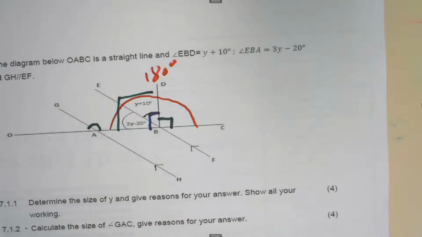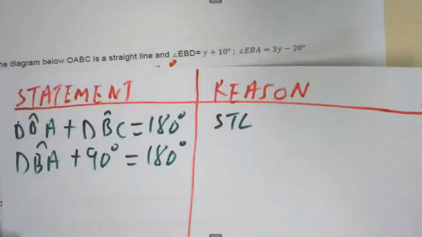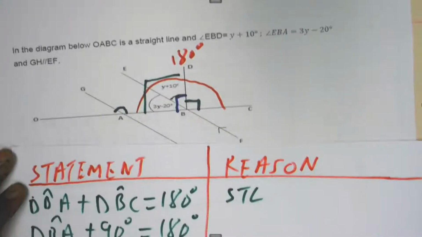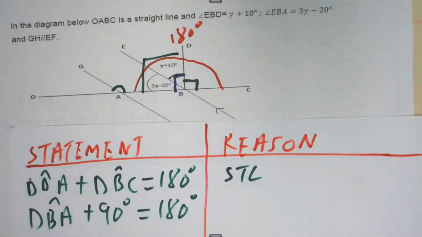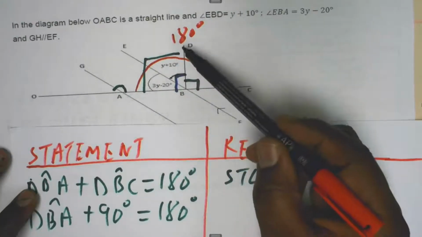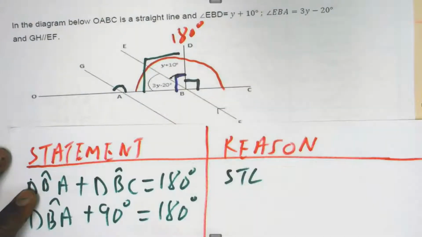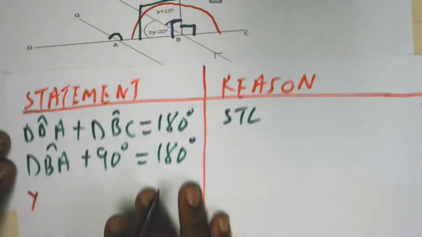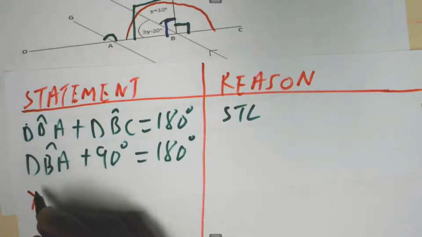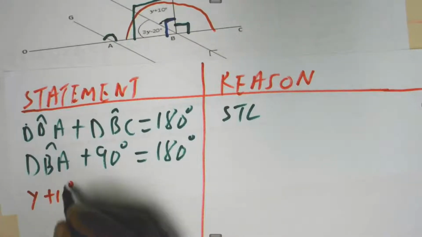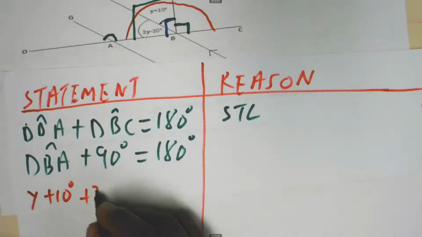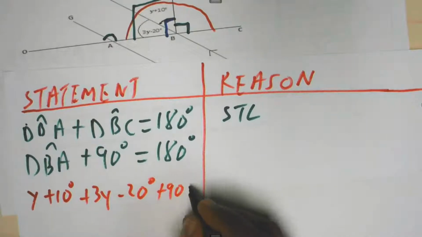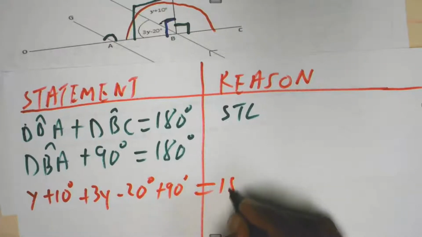Now, like I said earlier on, this is what we're doing. Right? DBA in this case is the whole angle. And it's made out of y plus 10 degrees plus 3y minus 20 degrees plus 90 degrees, which all equals 180 degrees.